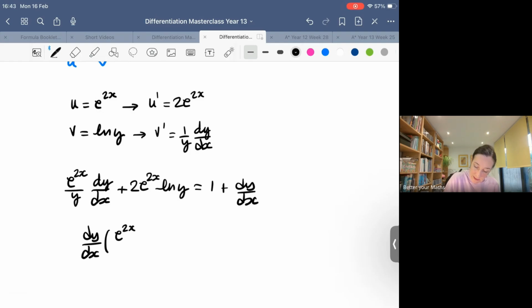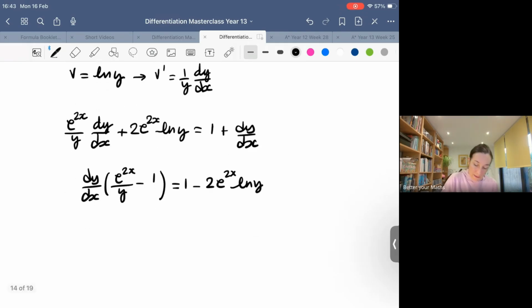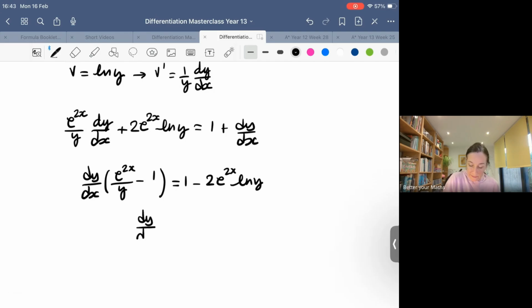Everyone? Is all clear? Please stop me if it's not. I know I'm rushing, but it's quite a lot of content. So dy by dx is going to be this numerator divided by e to the 2x over y minus 1.